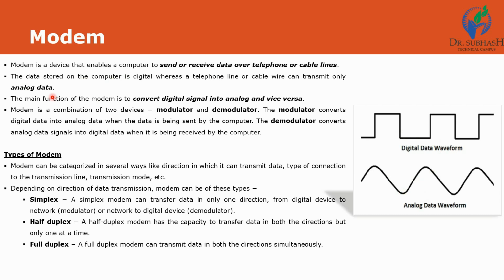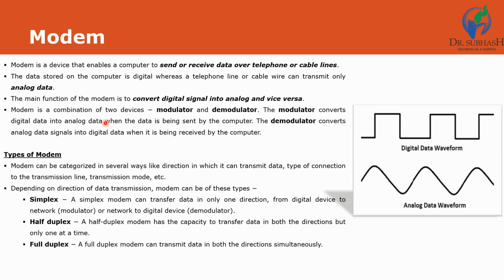Whenever we are using a computer, that is a digital form of information. But when we are talking about phone calls, then we are passing voice. So voice is originally in an analog data form, right? The main function of a modem is to convert digital signals into analog as well as analog signals into digital, vice versa.